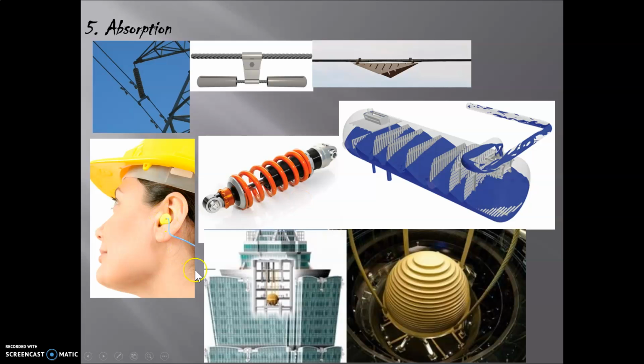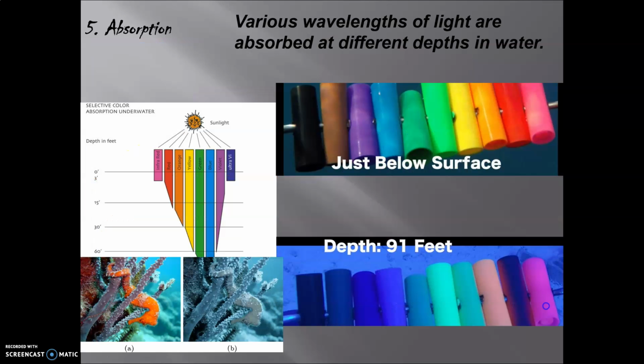We also see this in the construction of a lot of modern buildings, okay? This is common in places that are more susceptible to earthquakes. They're going to build those buildings with more materials that absorb energy from the waves created from an earthquake, so the building doesn't shake as much and there's not as much damage caused by that earthquake. So absorption is used in a lot of ways in our everyday life.